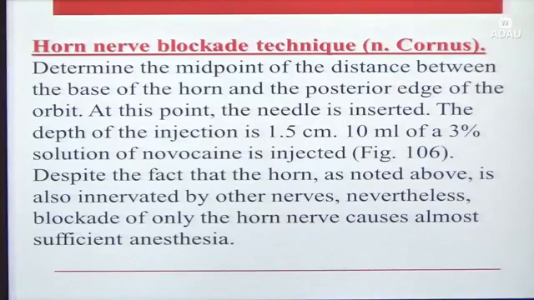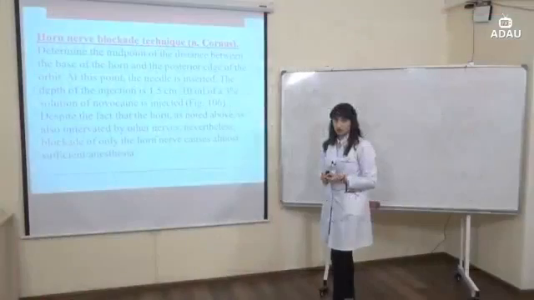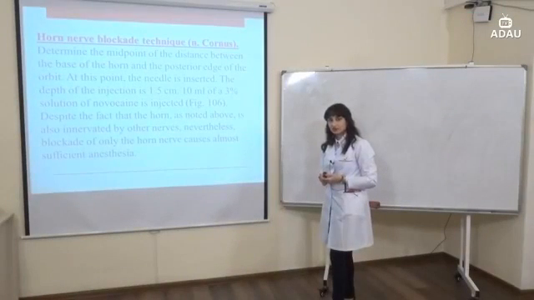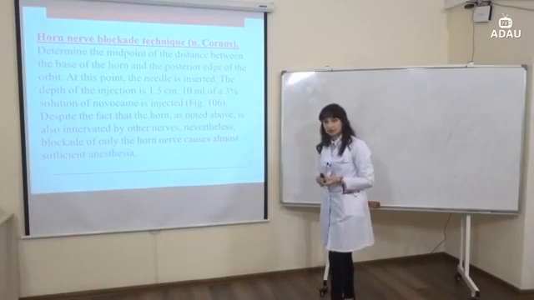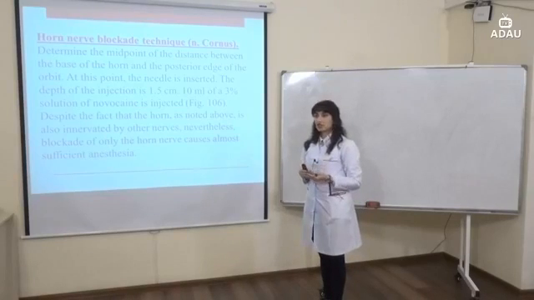After that we can work on the horn, which is innervated by other nerves. When we do anesthesia here, this is the anesthesia we use during this operation: 3% Novocaine solution, 10 milliliters, 5 milliliters, or maybe 15 milliliters, depending on the age and weight of the animal.